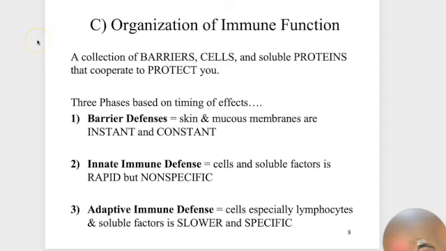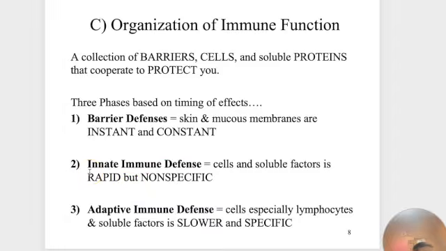Again, the immune system is very important. The lymphatic system is very important for the immune system. Okay, they work hand in hand. There are 3 phases. Okay, barrier defense. First, you have your skin and mucosal membrane that will stop the bacteria or viruses from coming in. Then you have something called an innate immune response. Cell and soluble factor is rapid and non-specific.